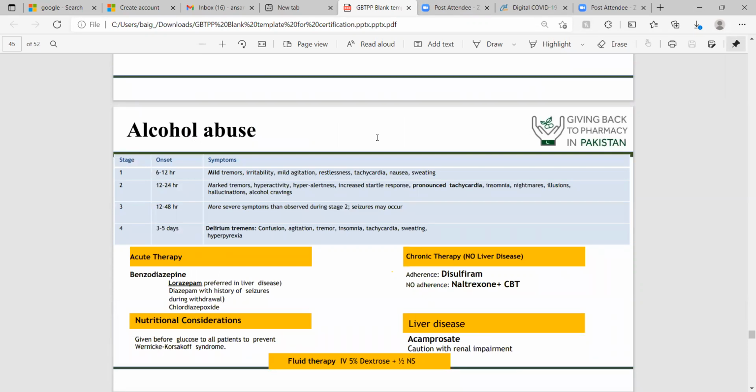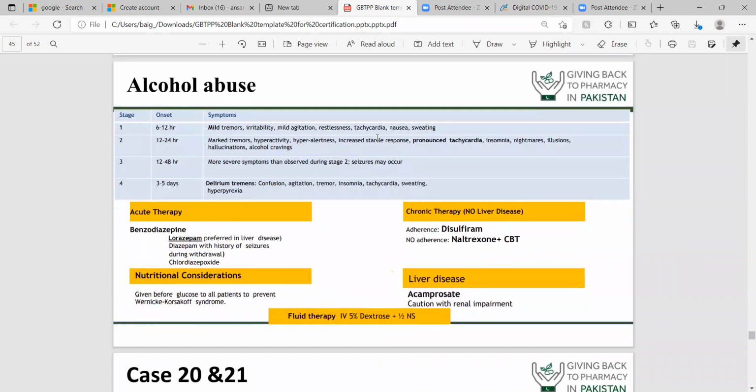So the next one is alcohol abuse. Alcohol is a CNS depressant and the most commonly used drug of abuse. If a patient has alcohol withdrawal, it has different stages. You can see stages 1, 2, 3, and 4, and those are the times that patients may experience those symptoms. So at first 6 hours, the most common side effects are tremor, agitation, restlessness, and if you see day 3 to 5, they have delirium, confusion, agitation, tremor.